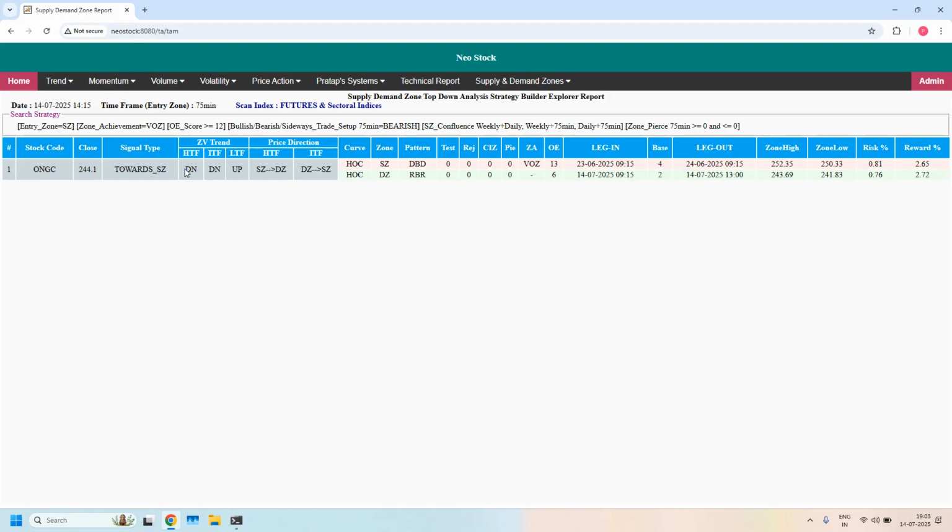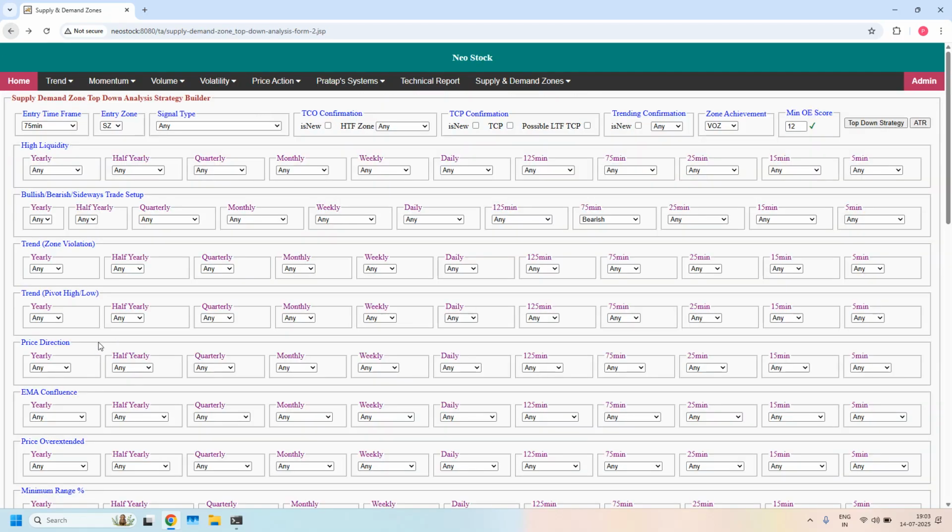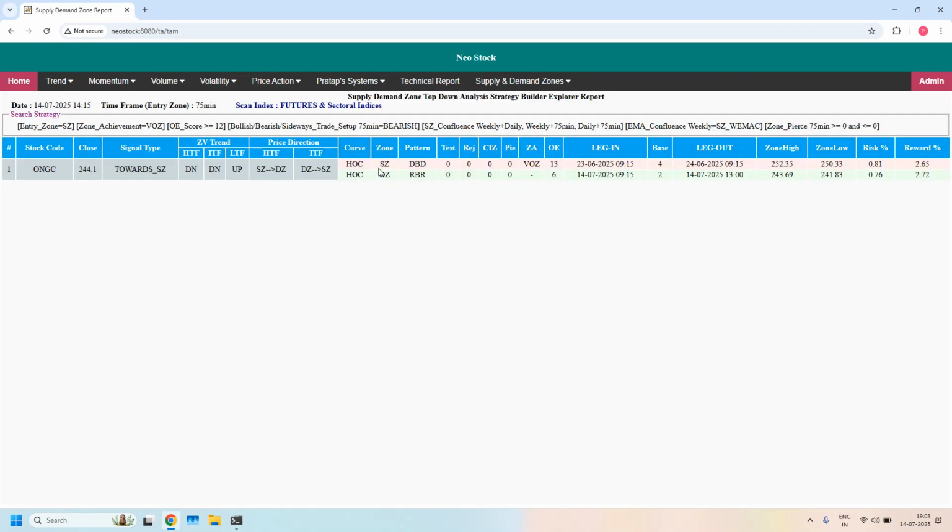And this trend is HTF trend, weekly trend is down. Let's verify this supply zone having daily EMA. Weekly supply zone with weekly EMA, it is filtered. That way, this 75 minute supply zone might be having more high probability to get success.